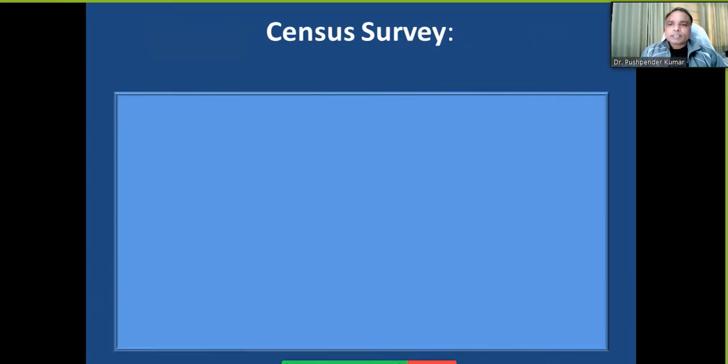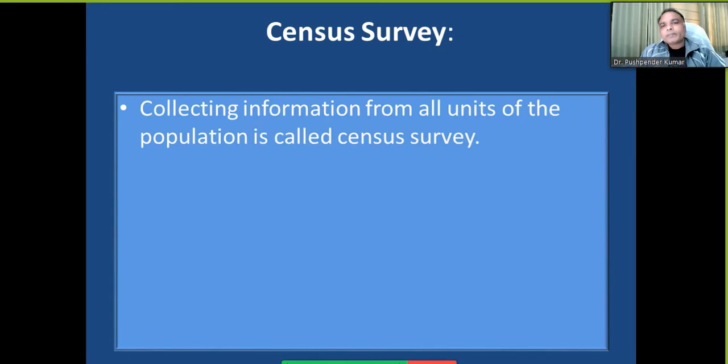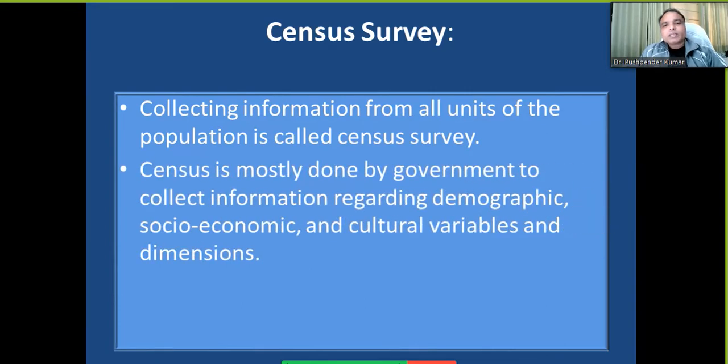So on the one side we have sample, on the other side we have census survey. Collecting information from all units of the population is called census survey. Now you might have seen that every 10 years, it's the responsibility of the government or a government organization to collect information from each and every individual in India. So census is mostly done by the government to collect information regarding demographic, socio-economic, and cultural variables and dimensions.